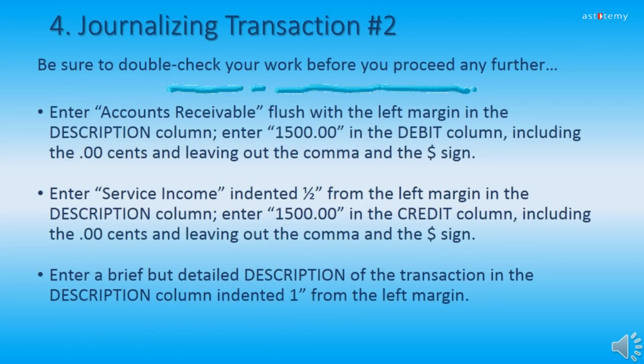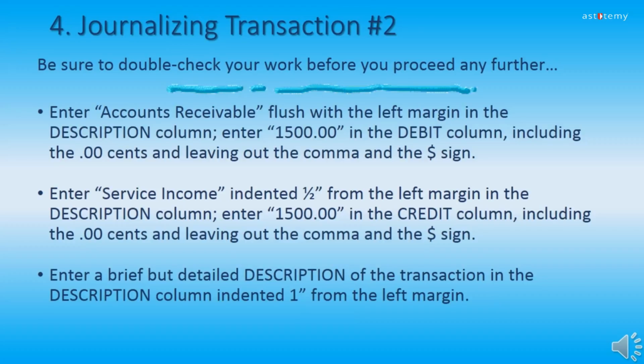And now we're ready for step 4, journalizing transaction 2. Using your sample form, skip a line between the previous transaction and the one you're getting ready to record. You're going to enter the date first, and then you're going to enter accounts receivable, flush with the left margin in the description column, entering $1,500 in the debit column, including the 0 cents and leaving out the comma and the dollar sign.